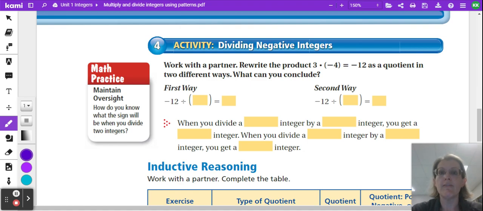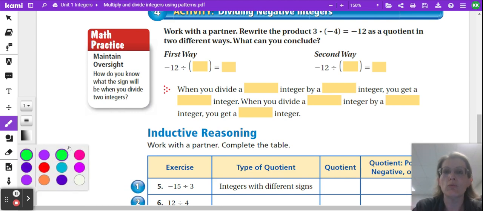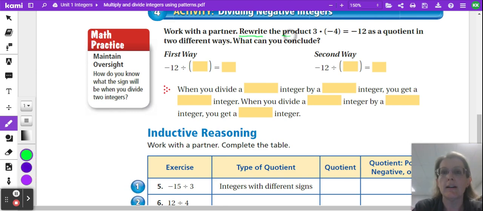Today we're talking about dividing integers, and we are going to look at some patterns again, just like we did with the multiplying integers notes. So first, we're going to talk about how you can rewrite products. Product means multiply.